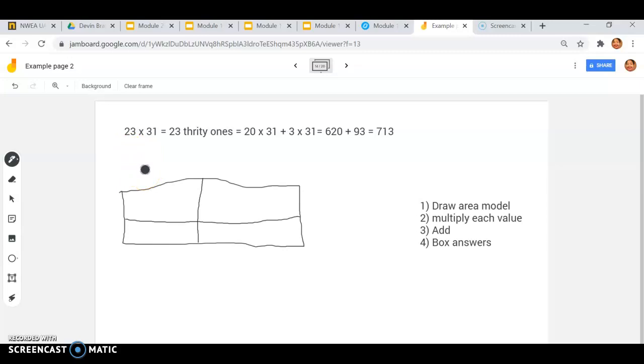All right, so we're going to take 23. We're going to split up 23, so we know 2 is in the tens place, so that's going to be 20. We know 3 is in the ones place, so that's going to be 3. We're going to do the exact same thing for 31. So we know that 3 is in the tens place, so we have 30. And we know 1 is in the ones place, so it's going to be 1. So we should see here that we have 23, 31.